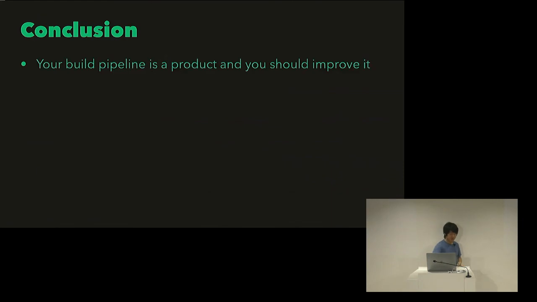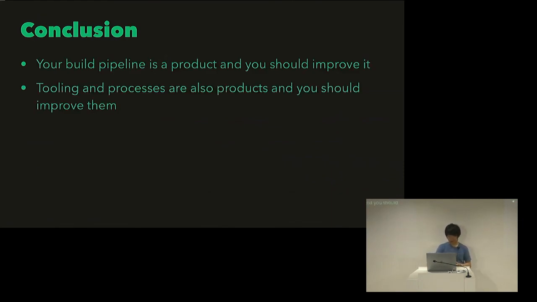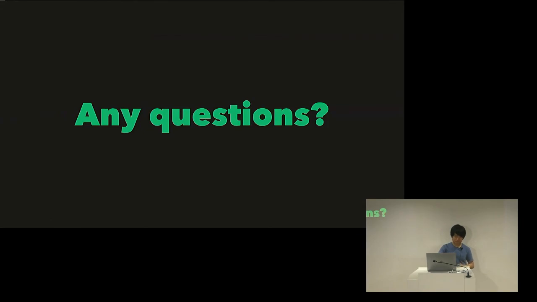So in conclusion, your build pipeline is a product and you should improve it. Your tooling and your processes are also products and you should also improve them. And that's it. Any questions?